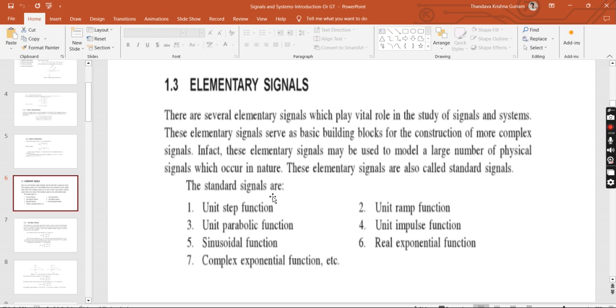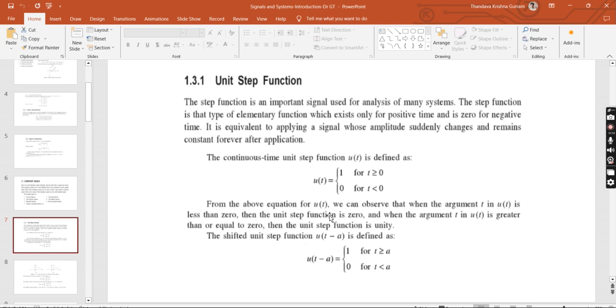These elementary signals are also called standard signals. The standard signals are unit step function, unit ramp function, unit parabolic function, unit impulse function, sinusoidal function, real exponential function, and complex exponential function. The first one we will discuss is the unit step function.